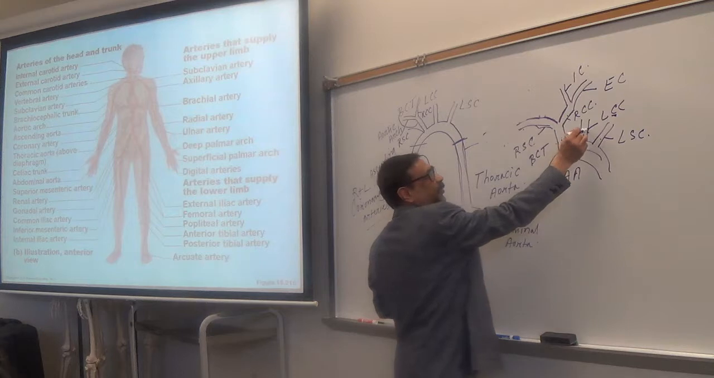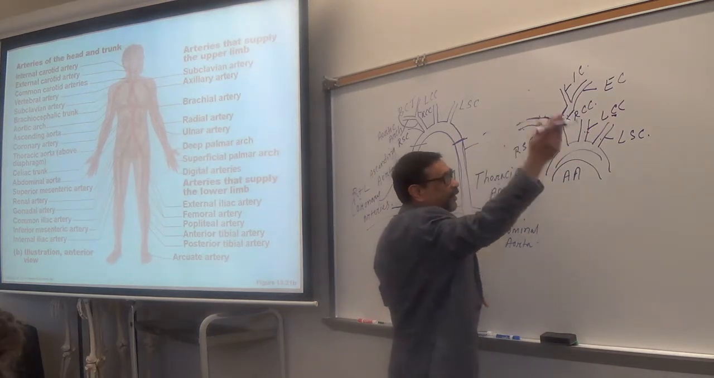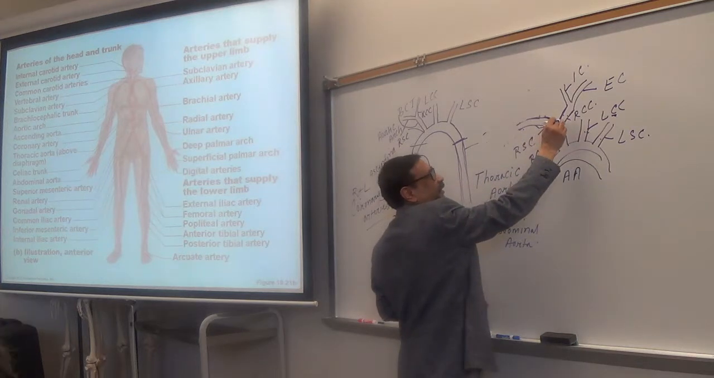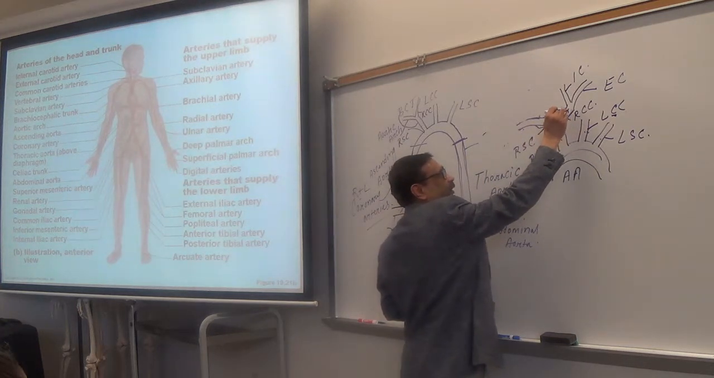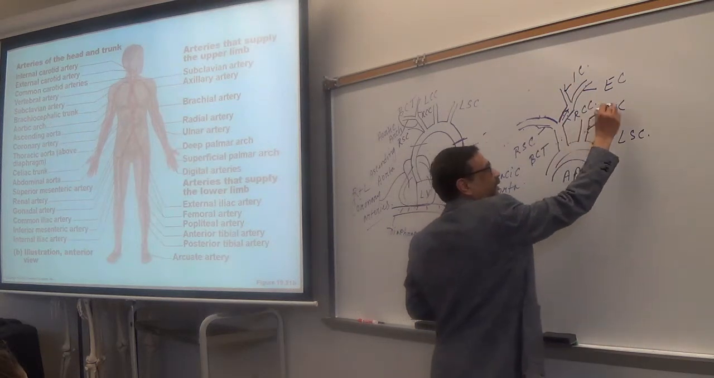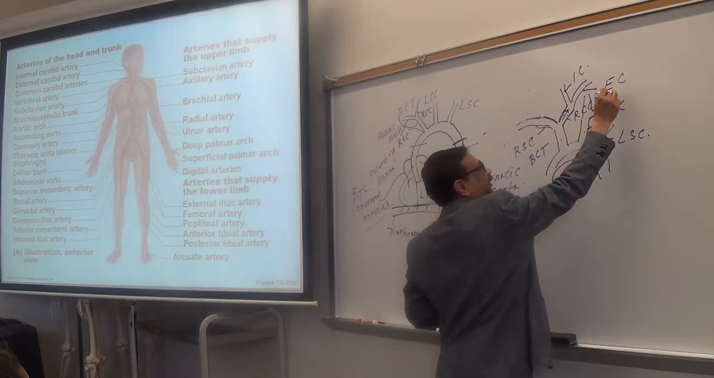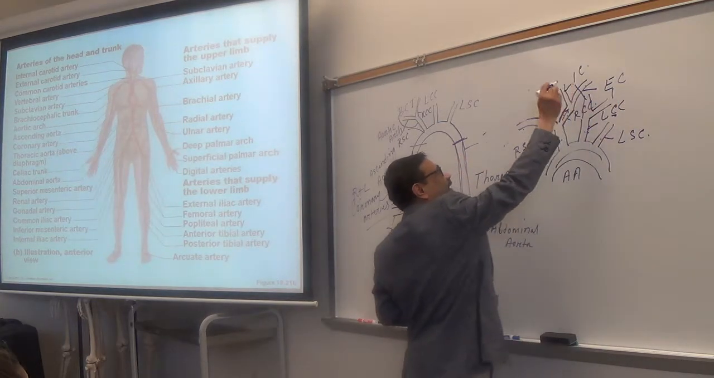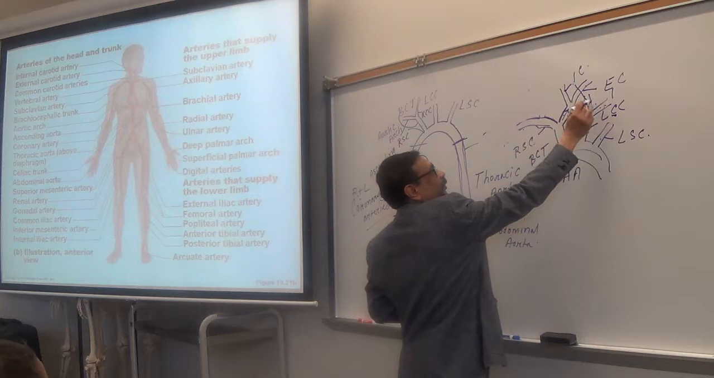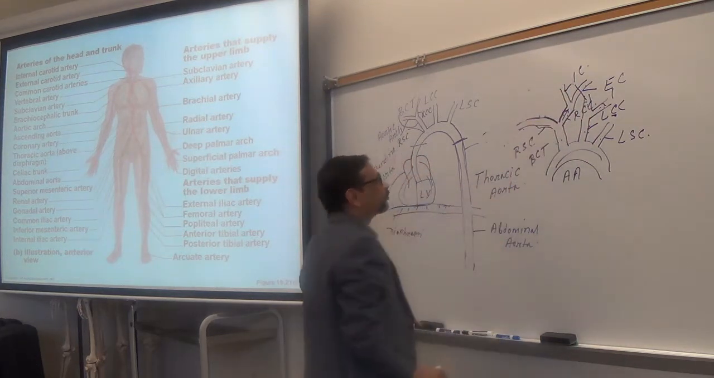Now you see the left common carotid and right common carotid. Both common will divide into external and internal. So let's first see the right common carotid divides into internal and external. This is the left common carotid divides into external and internal. Okay? So this is external, this is internal. So now you see two external, two internal carotid.